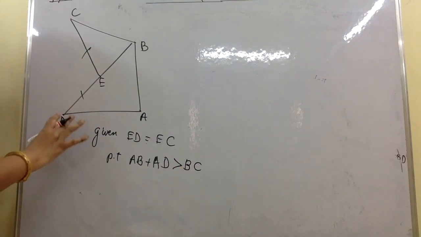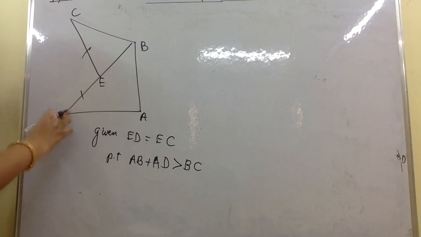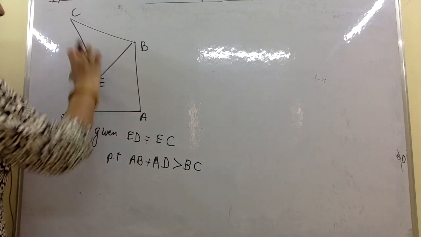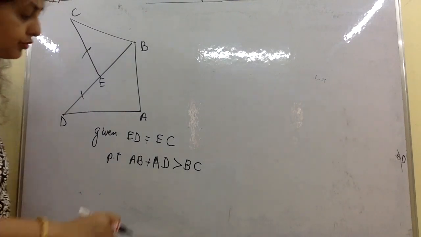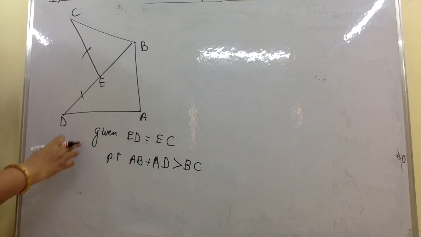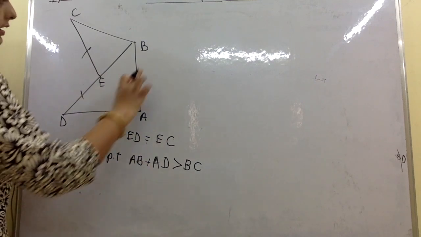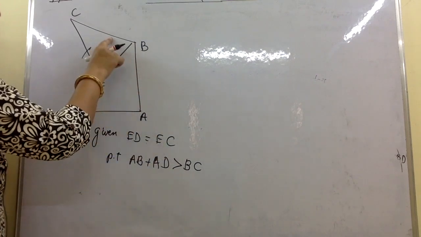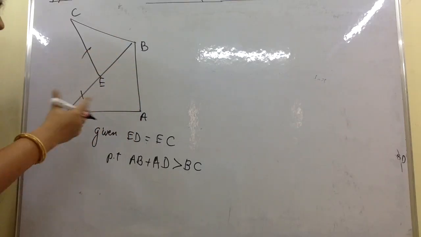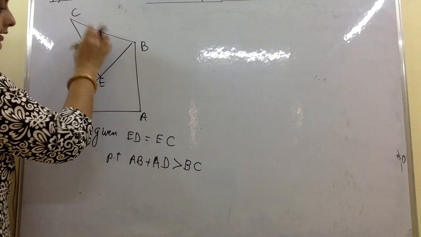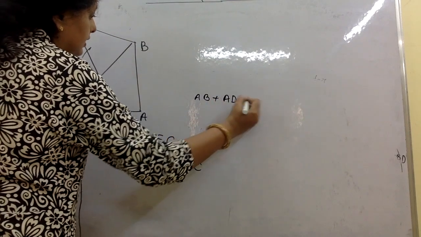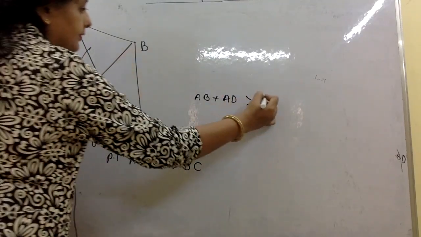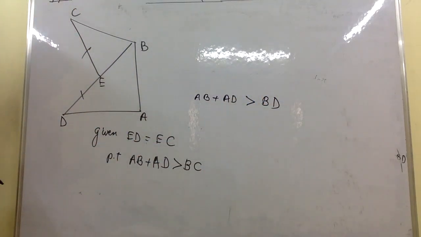Now, here is a question. You have a triangle here, and they told ED is equal to EC. Prove that AB plus AD is greater than BC. Had it been a direct question it would have been easy, so how to prove this? AB plus AD is greater than BD. That comes straight from the rule: sum of two sides is greater than the third side.